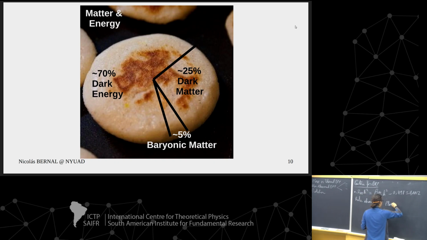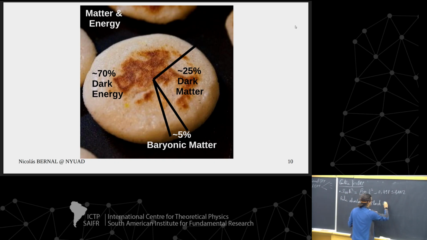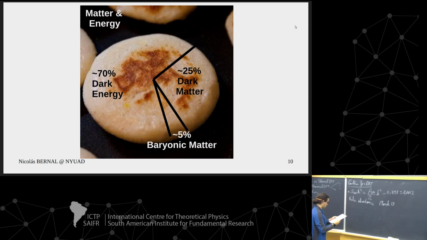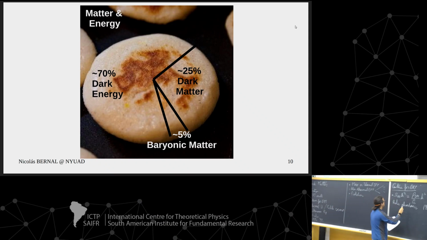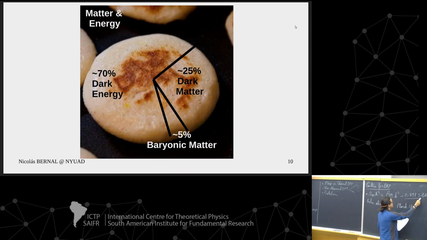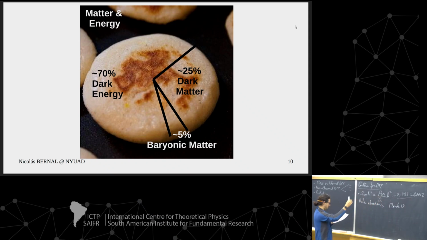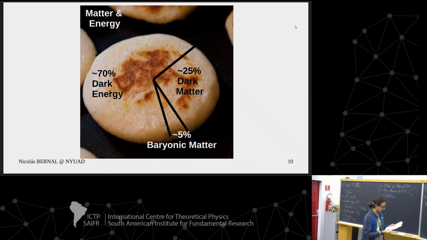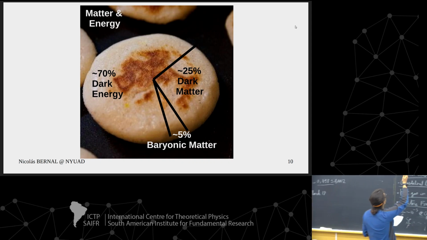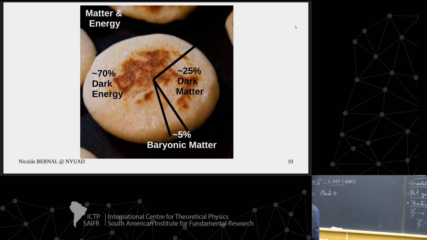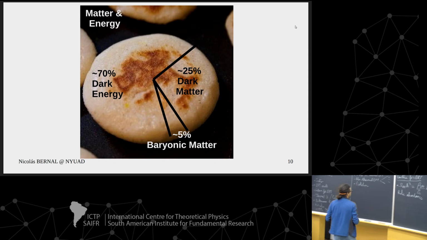Planck, 18. Okay, this is an important piece of information, the relic abundance of dark matter, which is basically, what we say, that 25% of the total energy density of the universe, 5 times more energy density with respect to baryons.